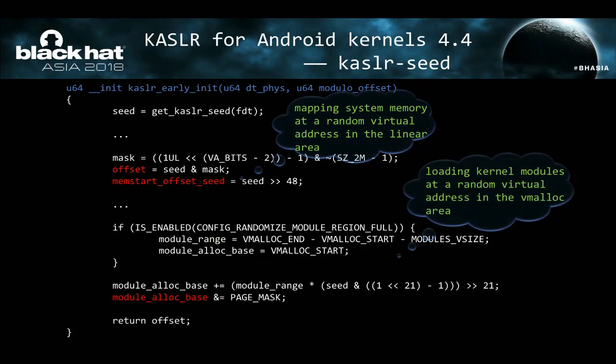Next, let's look into it. Firstly, it retrieves the seed from the FDT and then uses this seed to calculate a suitable kernel image offset. In addition, system memory and kernel modules can also be randomized. We can map system memory at a random virtual address in the linear area. It's worth mentioning that to prevent modules from leaking the virtual address of the kernel, separate randomization of kernel modules is also necessary.